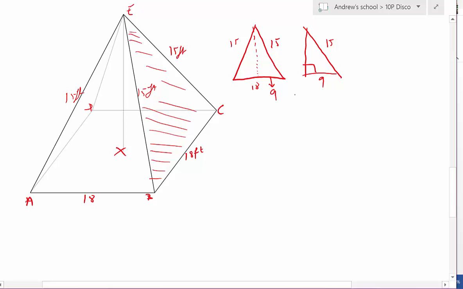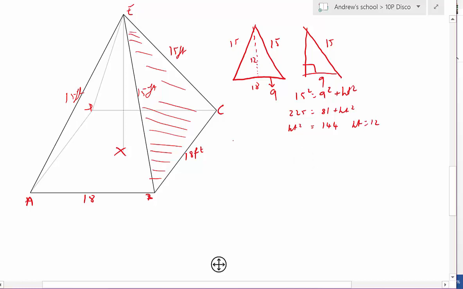By Pythagoras, 15 squared is equal to 9 squared plus the height squared. So 225 is equal to 81 plus the height squared. So the height squared is 144, and so the height is 12. So the vertical height of this triangle is 12 feet.